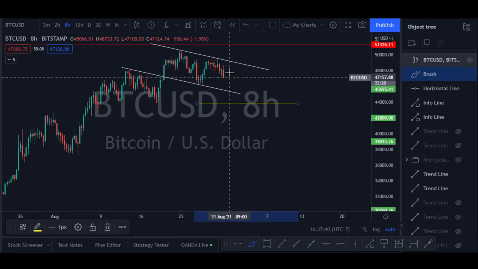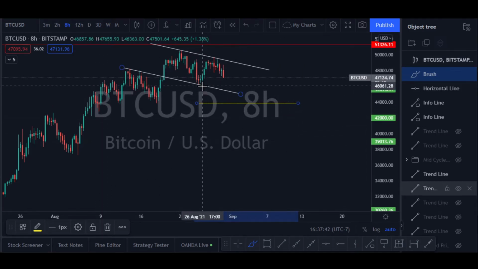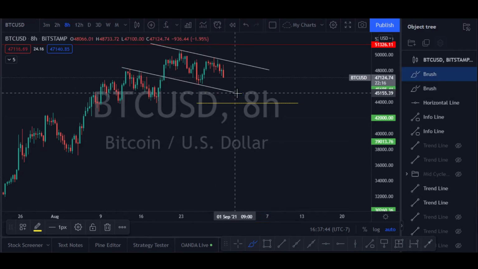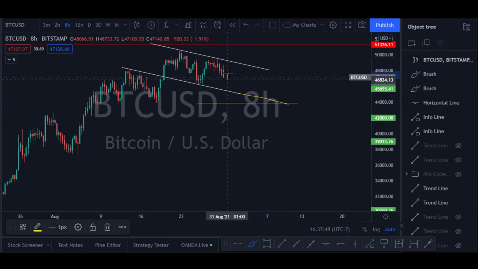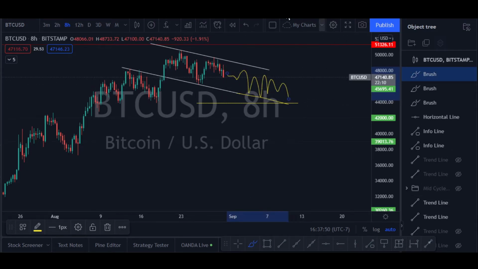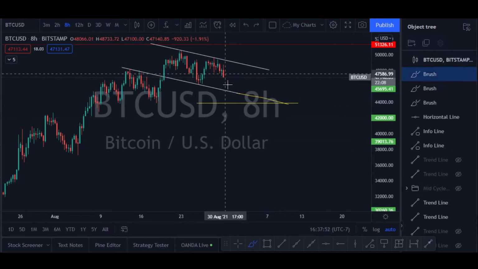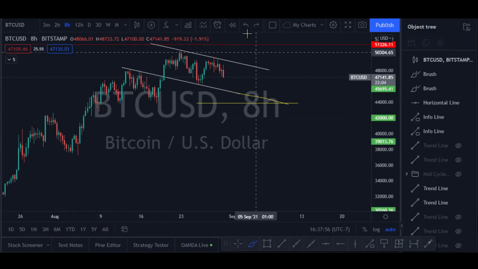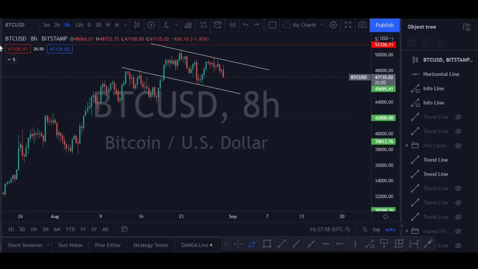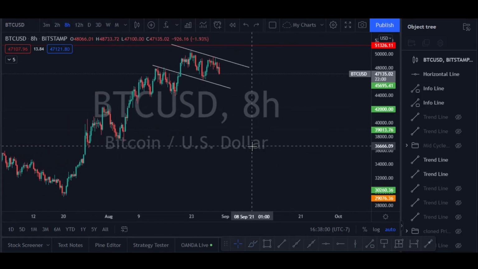I'm going to watch there, and you'll also see that if we continued this flag down, we'll get to a confluence there. I don't know if it's going to consolidate that many sessions down this way. It's totally possible we could break down. There's no telling, but those are the things that I'm watching on Bitcoin right now.